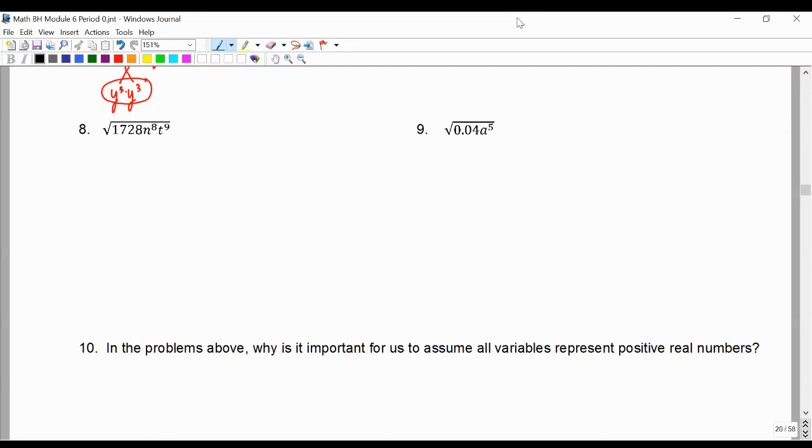Number 8 and 9. 8 might be a good one to pause the video and try this one. If you feel a bit apprehensive about that, then you're welcome to watch me do it. I'm going to set up my square root so I can start to place things.